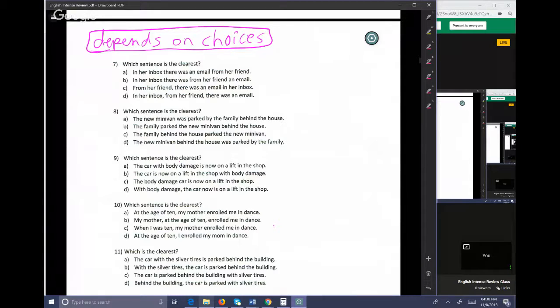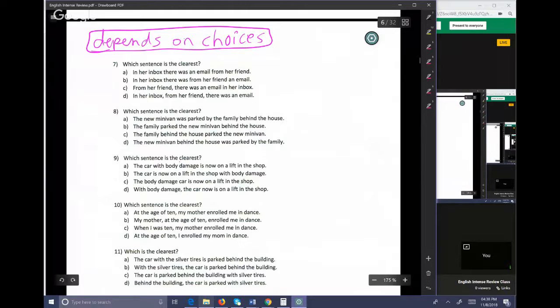Something that can really help, besides just reading the sentence and saying, here it says in her inbox from her friend. You wouldn't want to do that, because it's like, what's from her friend? That's in a weird random place. So there's always that element of just reading the choice and determining. There's always two that stand out as definitely not the right way to do it, so maybe you get rid of those two. And then it's determining, are the modifiers in the right place or not? That's the way that we approached this the last time.